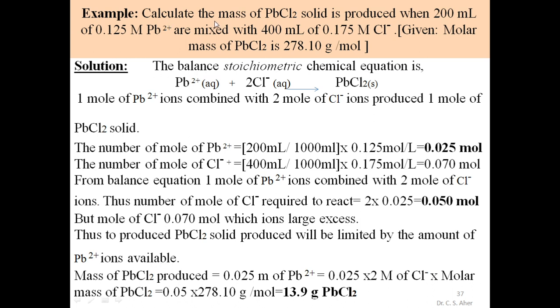The mass of lead chloride produced is 0.025 moles of lead ion, and 0.025 into 2 moles of chloride ion, into the molar mass of lead chloride. So this double quantity is 0.05 into the molar mass. This molar mass is given as 278.10. Multiply that. What is the final answer? 13.9 gram of lead chloride. So the mass of lead chloride solid produced is 13.9 gram.